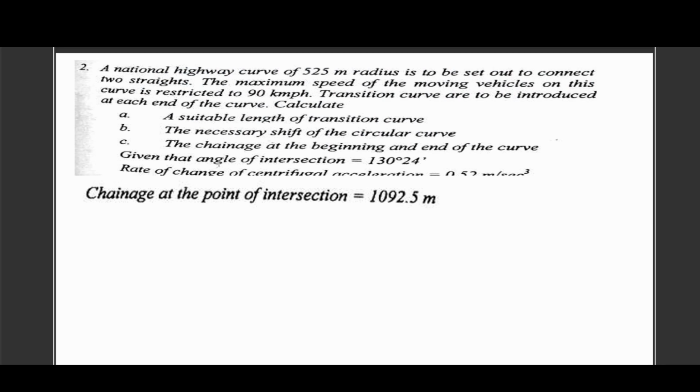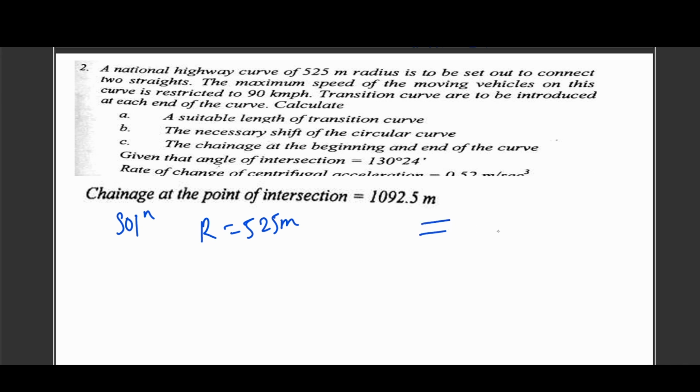So let's move on to the next question. This is a very important question, one of the important questions that will be asked from the transition curve. The radius of the national highway is given as 525 meter, to be set out to connect two states. That means one state road, another state road. In between there is a circular road, and here it is a transition road. The maximum speed of the vehicle is 90 kilometer per hour. What will be the length of the transition curve?